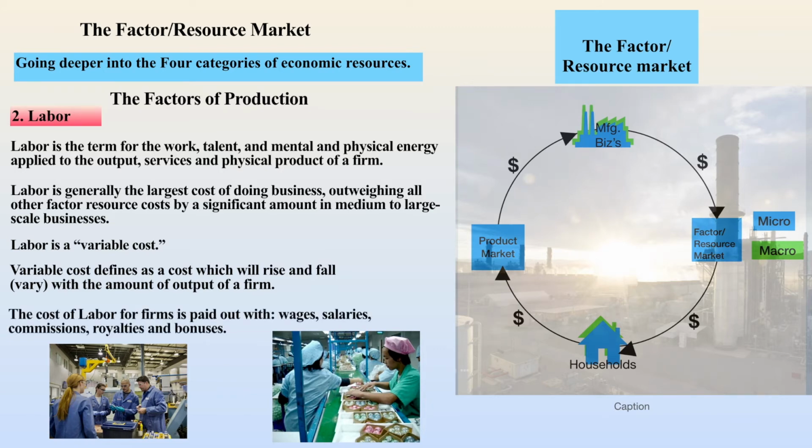The cost of labor for firms is paid out with wages, salaries, commissions, royalties, and bonuses. If a firm is putting out very little output, labor costs will be less. If they are producing massive quantities of a good, labor costs will be large and they will be hiring more workers. That's why it is a variable cost.